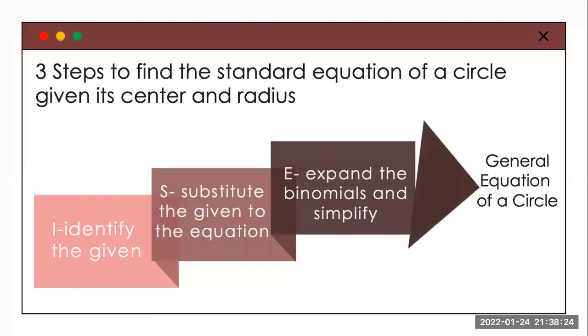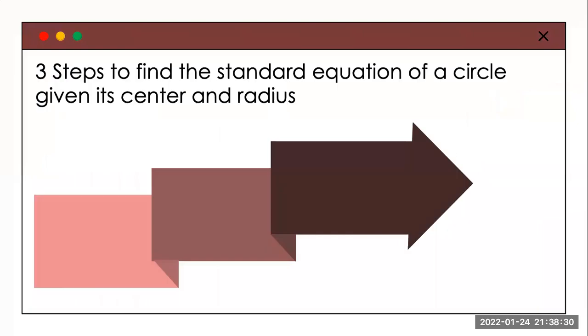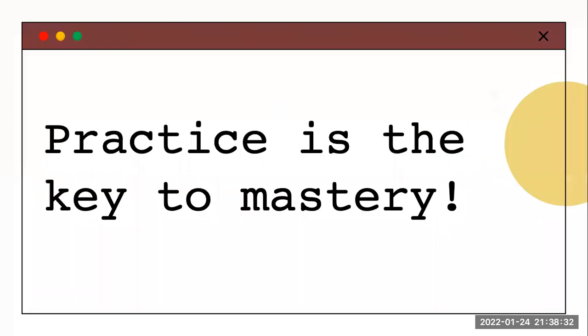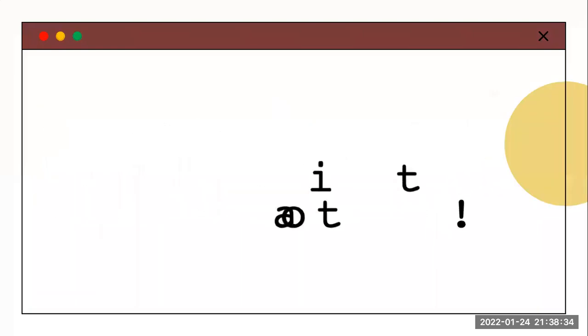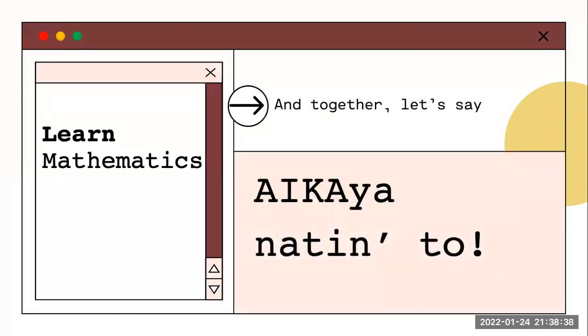So, again, the problem that we have is center negative 2, 9, radius of 2. Now, let's find out its solution. I hope you are all ready. Remember, ayan, yan natin to.